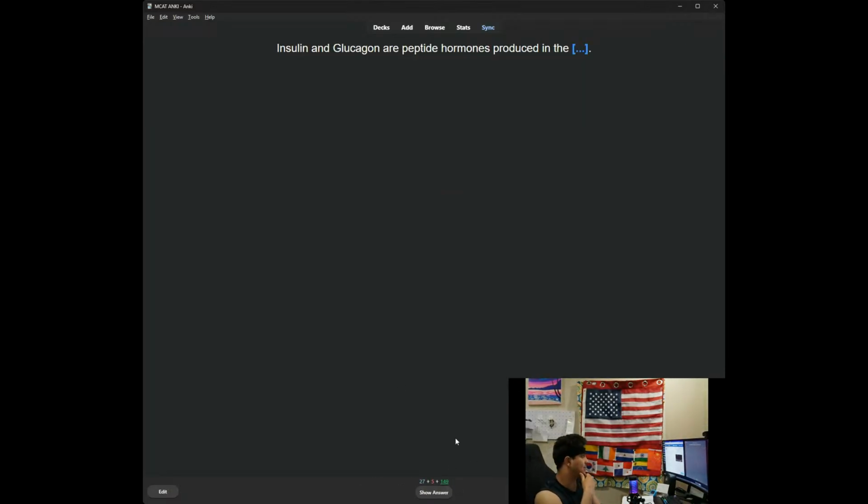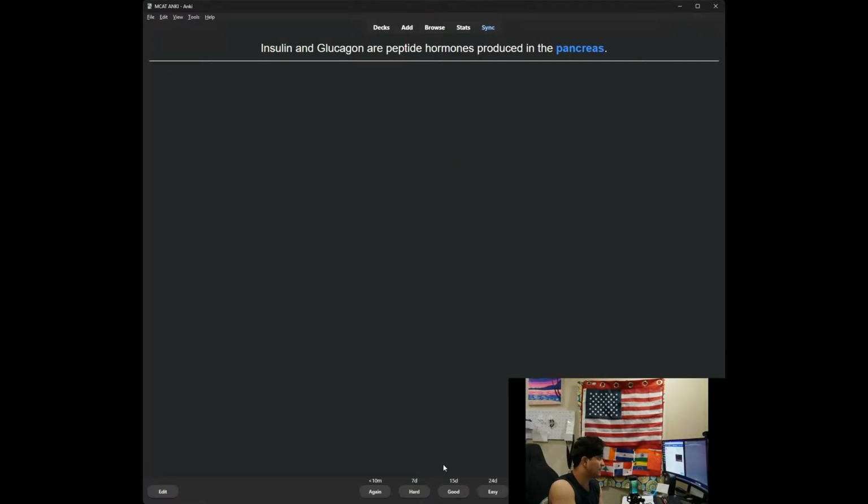Insulin is produced in the pancreas, in the islets of Langerhans. I think insulin is from the islet beta cells, and glucagon is from the islet alpha cells. Is that right?